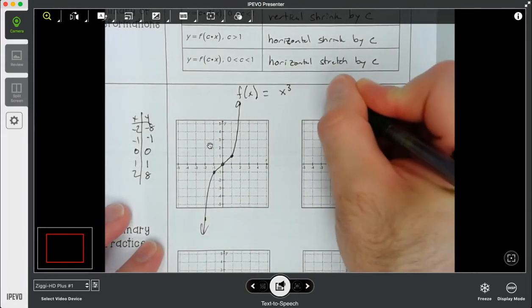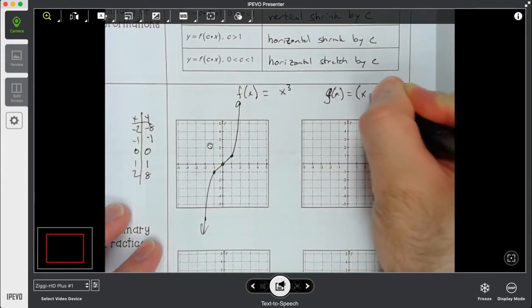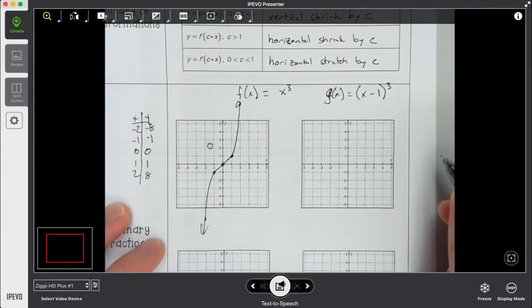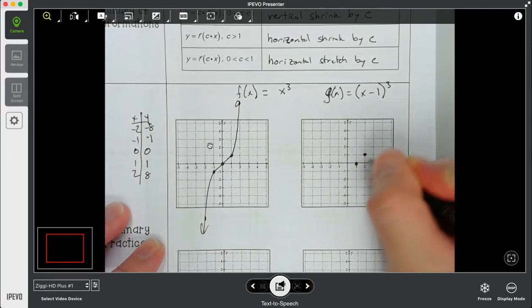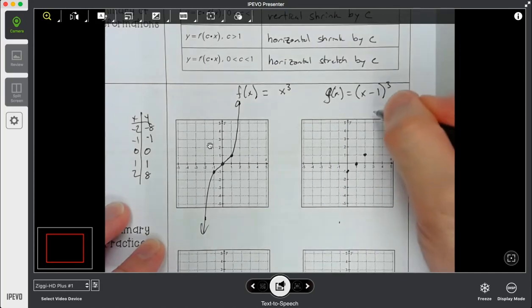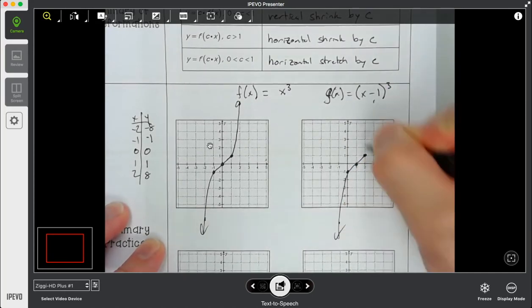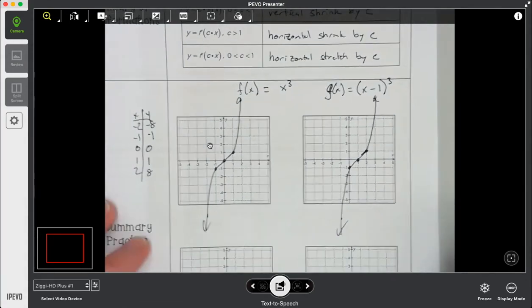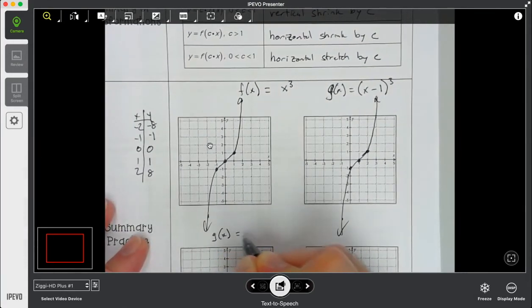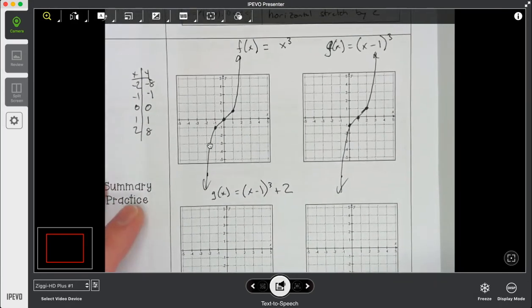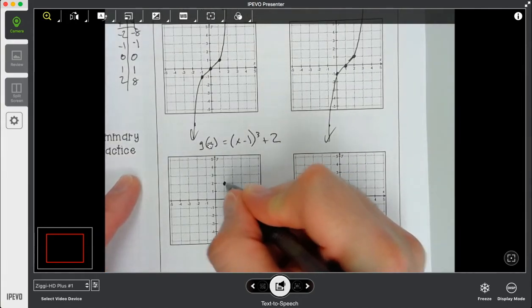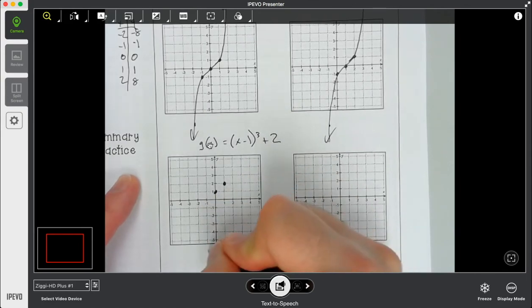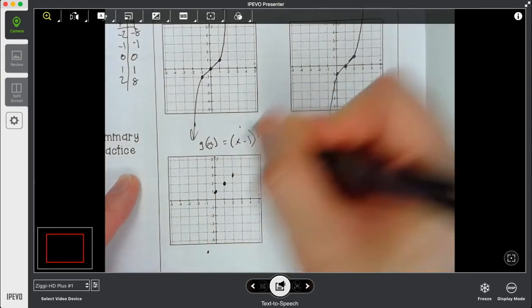If I add something in the middle, I'm shifting it horizontally. This -1 means I'm going right 1 unit. So my graph is going to have the same shape, but it's been shifted. If I also add something to the outside, I'm also shifting it there. So now I'm not only going right 1, I'm going up 2. Right 1, up 2 puts my vertex there, and my next one is going to look something like this.